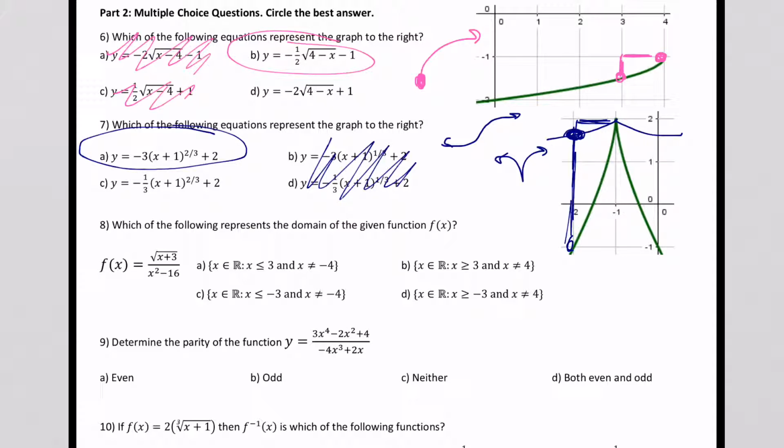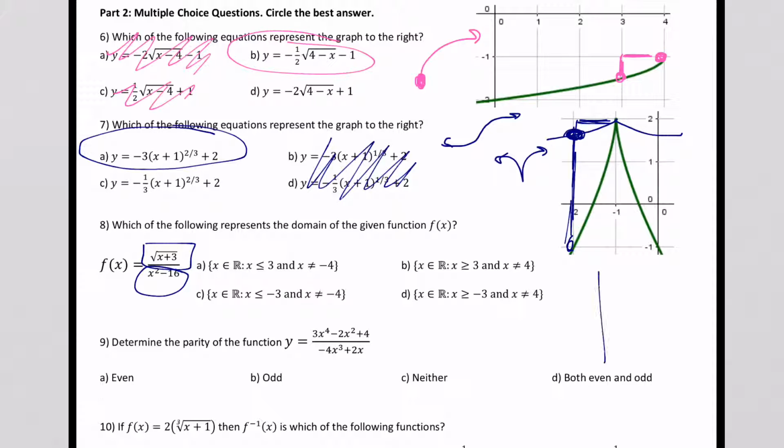One reason is you can't divide by 0. So whatever makes that denominator equal to 0 can't be in our domain. The other reason is you cannot square root a negative number and get a real number as an answer. So let's focus on this numerator, square root of x plus 3.